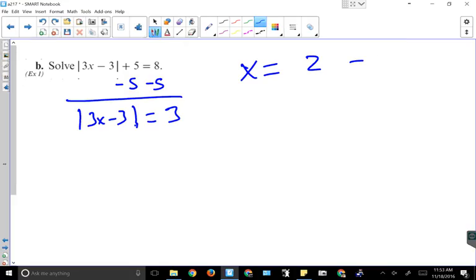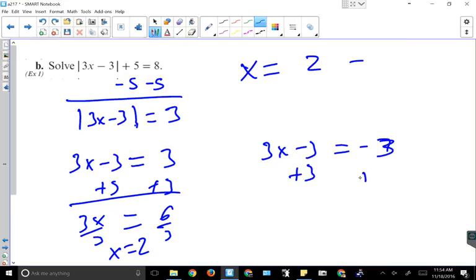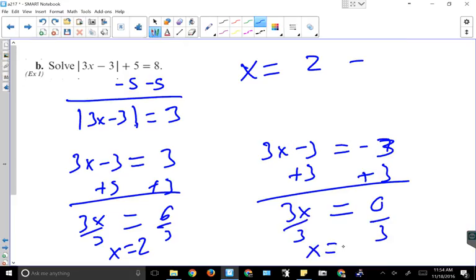Let's take a look at this. That means either 3x minus 3 is going to be equal to 3, or 3x minus 3 is equal to negative 3. Add 3, add 3, 3x is equal to 6, divide by 3, divide by 3, x is equal to 2. Absolutely correct for that one. Now over here, we add 3 again. I get 3x is equal to 0. It's not division by 0, but it's 0 divided by 3. Means x is equal to 0. So those are your 2 possibilities.